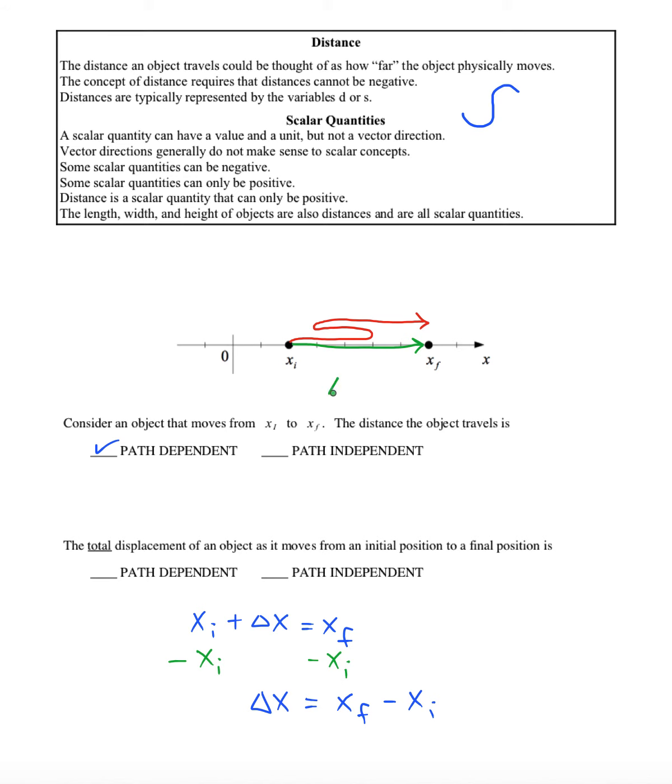The delta x in this case would be 5 units for the green. And for the red, the delta x would still be 5 units. You can calculate it by subtracting xi from xf. So xi is 2, for example. xf is 7. So if we just do 7 minus 2, we'll get the displacement in both cases. And so displacement is path independent.